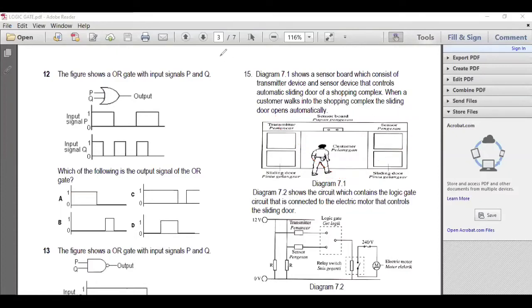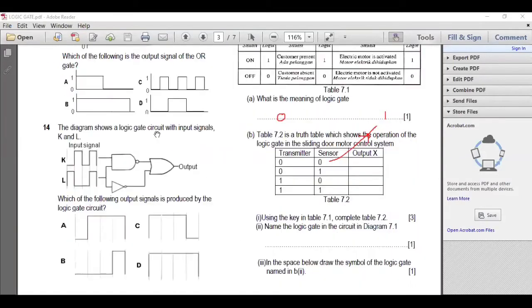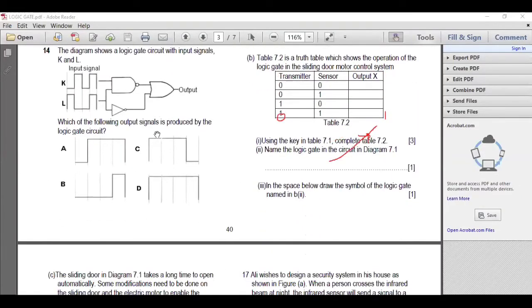But how can we get the situation where this one is 0 and this is 1? Maybe the customer brings their own laser pointer and directs it towards the sensor, hoping that the door will open. But it will not open because the transmitter is not on. So from here we already know what type of logic gate it is. It is an AND gate, so your answer will be AND gate.